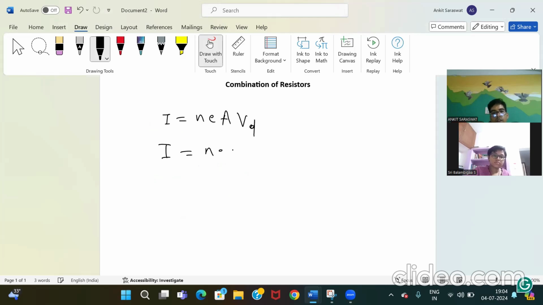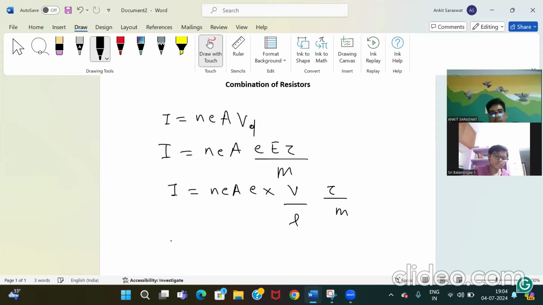Vd is drift velocity, E tau by M. Clear? This is what you have learned. I am simply asking magnitude. What is E? Potential difference by L. Then I will be n e square tau by ml, and here A n e square tau by ml.